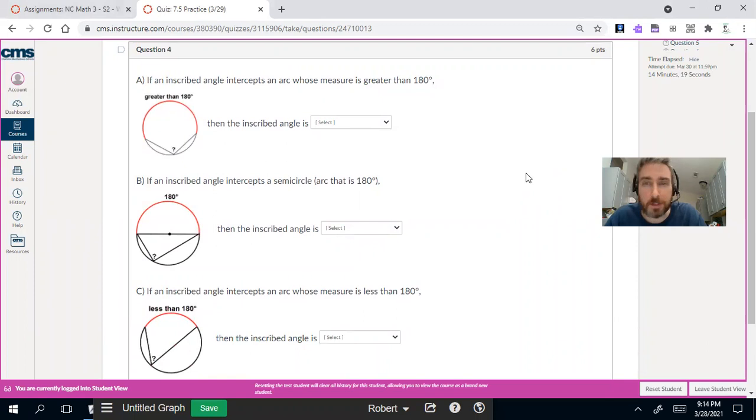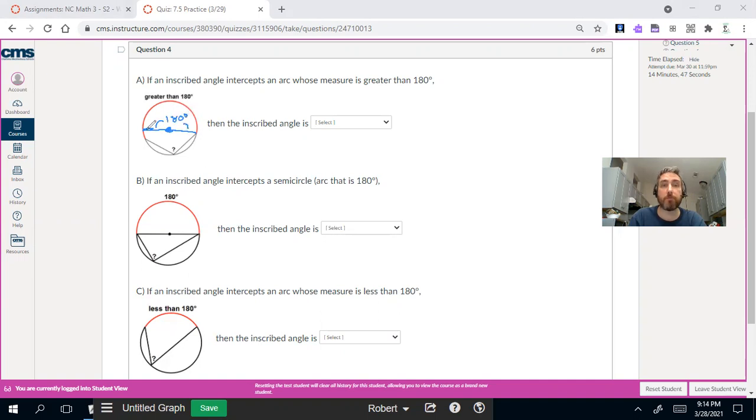Okay, question 4. This will be the last one on this video going over this concept. If an inscribed angle intercepts an arc whose measure is greater than 180. So imagine this picture here. You have an inscribed angle. It's opening up to an arc bigger than half the circle. Think about this. Half the circle right here would be right here. So that would be like if that's a diameter, this would be 180 degrees here, right?